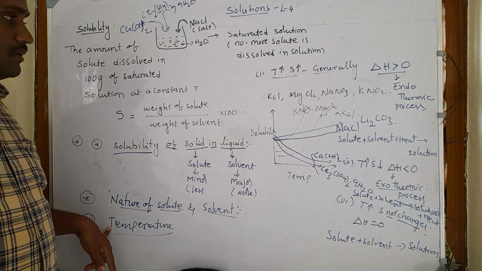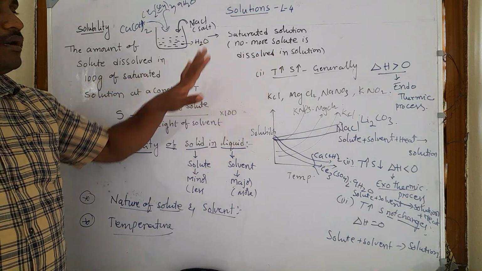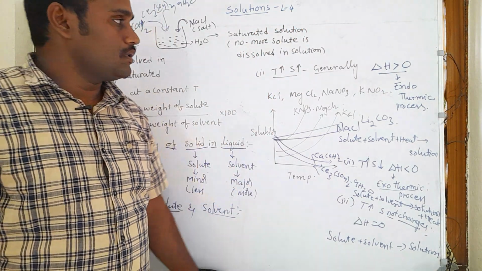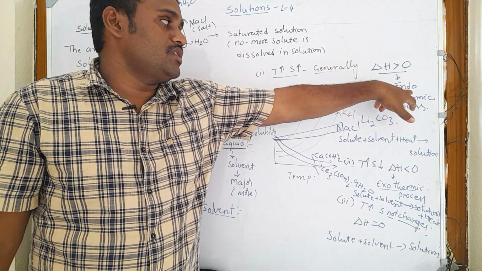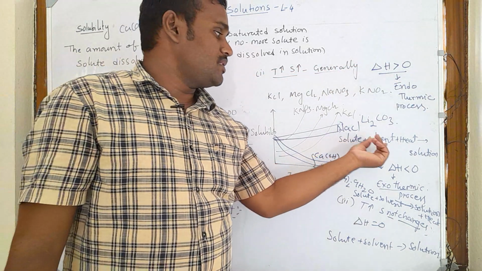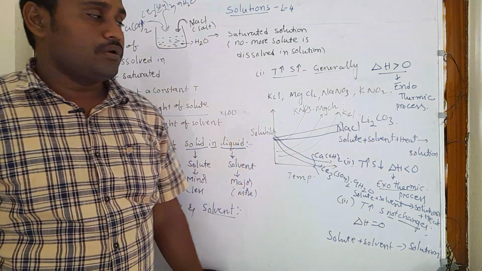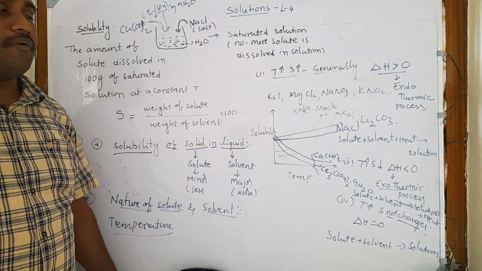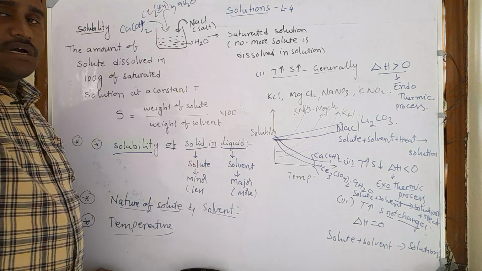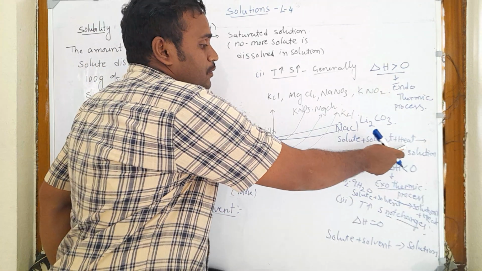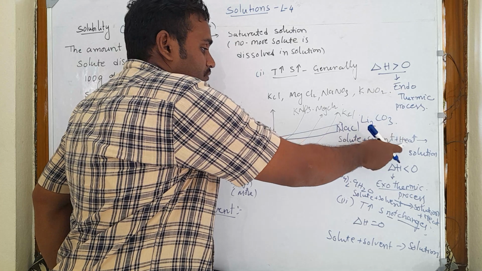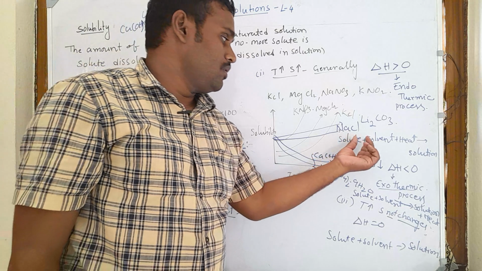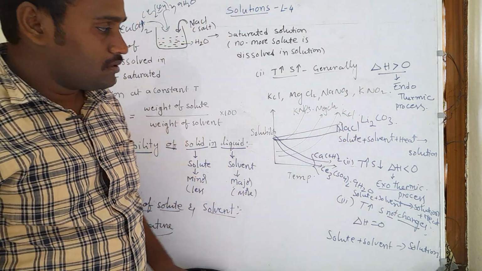So temperature has three conditions. Generally, in many cases, when temperature increases, solubility also increases. Here delta H is greater than 0, which means an endothermic process. Solute plus solvent plus heat energy gives solution. By absorbing heat energy, the solute dissolves in the solvent, so as temperature increases, solubility also increases. According to the Le-Chatelier principle, when you increase the temperature, you get more solution, which means more solute dissolves in the solvent.